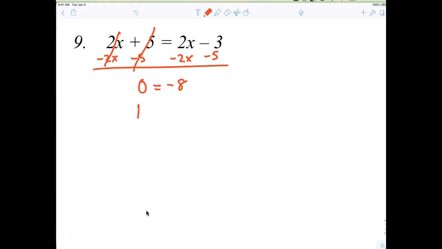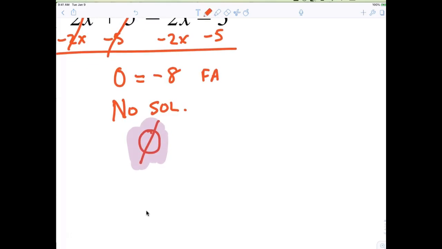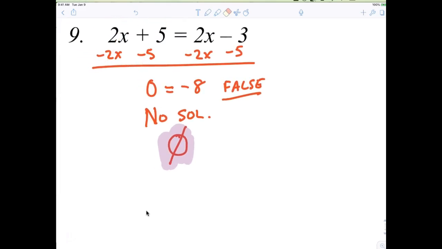Now here is what we write. We write no solution, but in math, of course, we have an abbreviation. That's the symbol for no solution. You can just write the symbol if you want. All right, that's the symbol for no solution. Everybody good with that? Yes, sir. If it comes out to be a false statement, this is considered a false statement. Does 0 equal negative 8? No. You with me? Now I need you to look up there because I think it's important for you. You get it? All right, moving on.